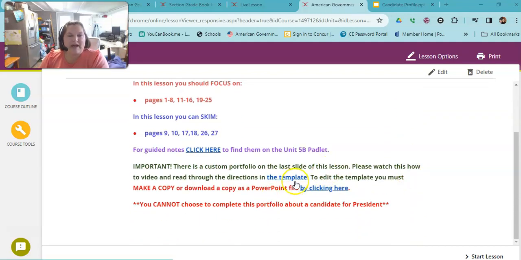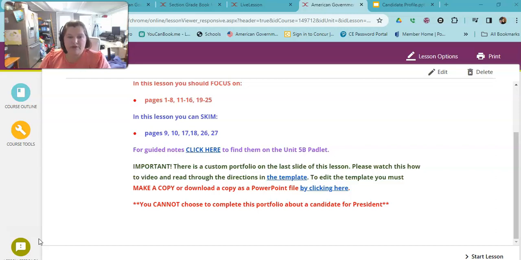Now you can access the template for this portfolio in two ways. You can click on this link here, and that will take you to a Google Slides version of it, or you can do a direct download right into PowerPoint. Both of those are acceptable. For this portfolio, you are making a candidate profile, okay?